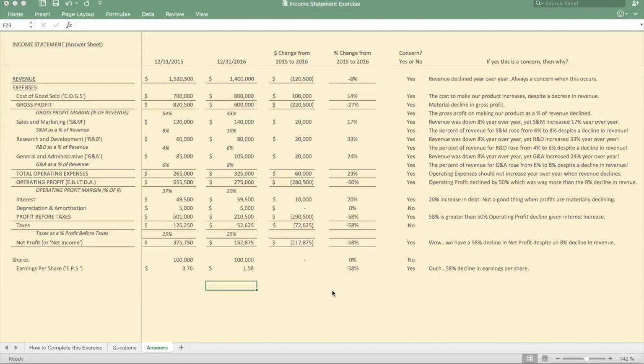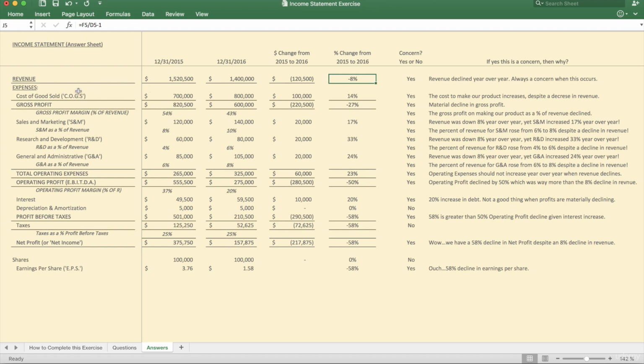Let's discuss the answers to the income statement exercise. Okay, so let's just look at trends in the data. I'll kick it off with the top line, which is revenue. It looks like revenue decreased 120,000 or so year over year, down 8%. That's obviously a concern. It's always a concern when revenue declines.